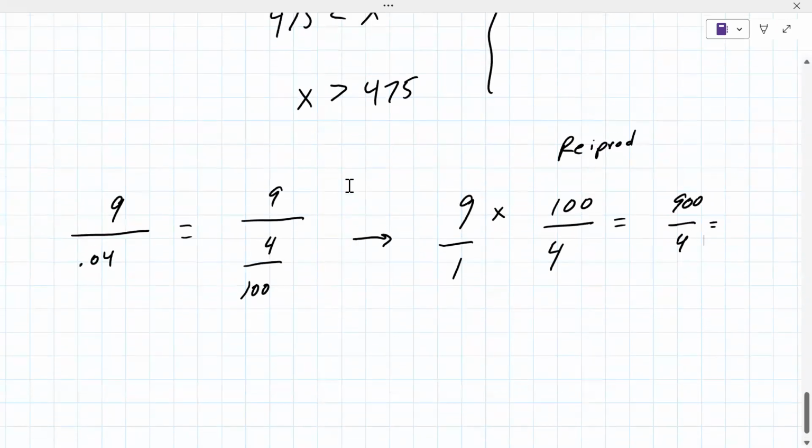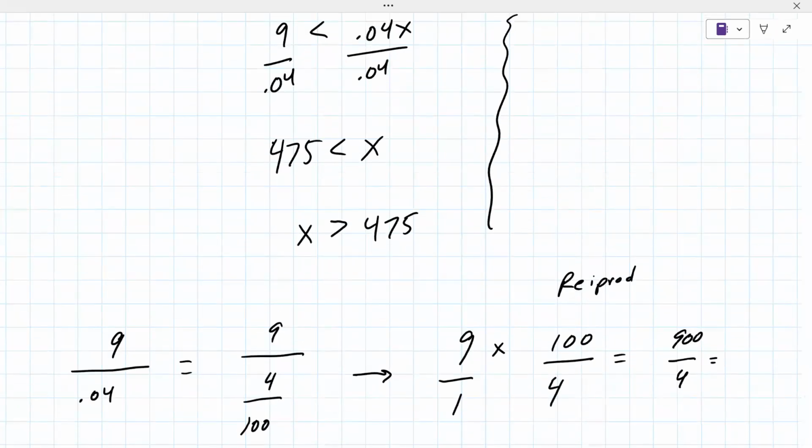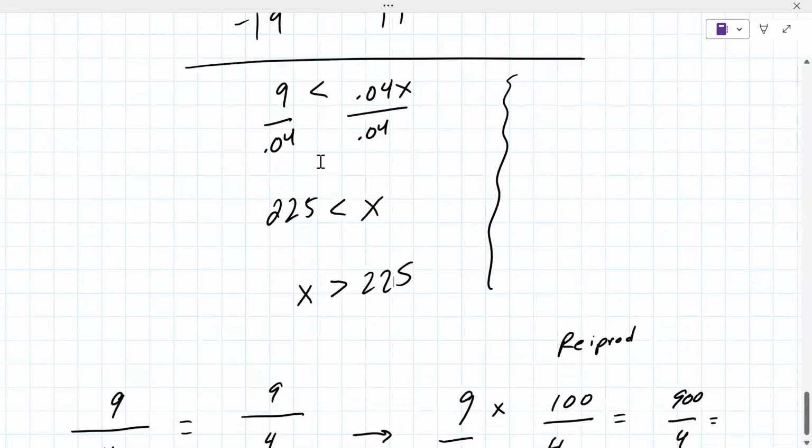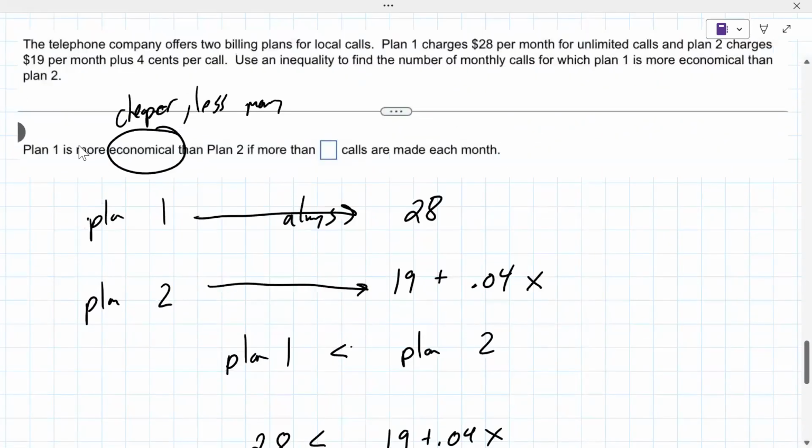Although it's not 475. So let me double check that. 225. Oh, yeah, I see. I put in my calculator wrong. Good catch to ask, because that would be an issue. So to go back to the original, plan one is better than plan two if more than 225 calls are made each month.